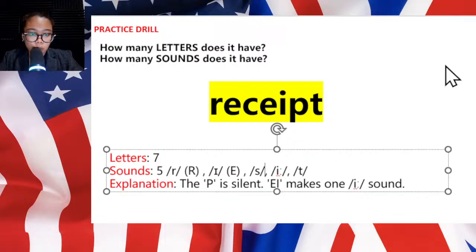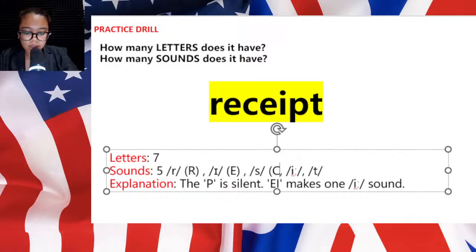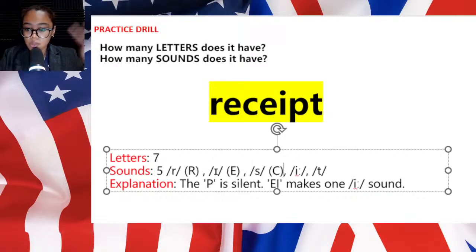Next, we have the S sound, which comes from the letter C, because the letter C has two distinct sounds. It could be either the S sound or the K sound. Here, the C makes an S sound, not a K sound, because it's followed by an E. This is a common rule in English spelling: if the letter C is followed by an E, then we use the S sound.